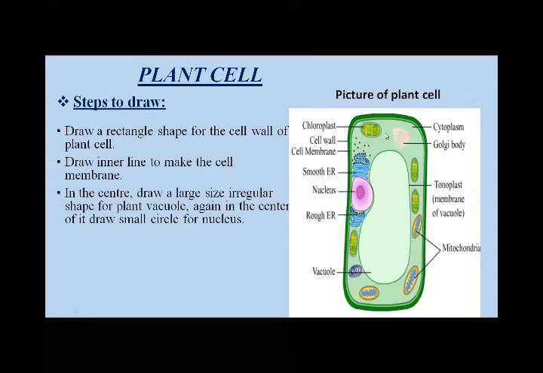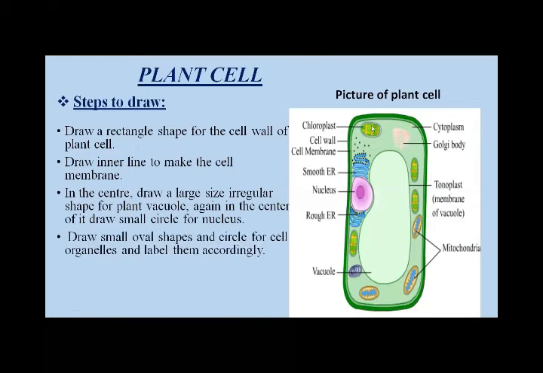And observe the different oval shaped structures. You will see the green colored oval shaped structures. These are called chloroplasts. These chloroplasts are very important for the plant cell because they prepare their food with the help of photosynthesis. Okay. Now another oval structure. Observe it. This is called mitochondria.